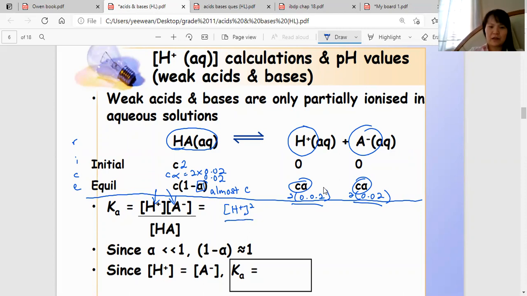And over the equilibrium concentration, but it's almost like the initial concentration. So I'm just going to put C here to simplify it. So it's actually C multiply 1 minus how much it dissociates. But then since that figure is so small, it's almost 1. So C times 1, that would be almost C. Okay, so I'll get this formula. So Ka equals H plus squared over C, which is C, you can get it from the initial concentration.